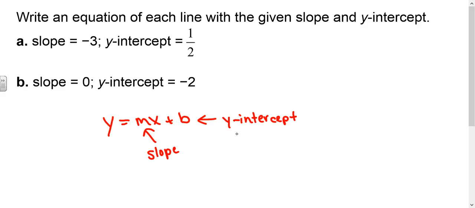If we're plugging this information into our equation y equals mx plus b, then for this one we would have y equals, and our slope, m, is -3, so we would have -3x, and then plus our y-intercept, which would be 1/2.